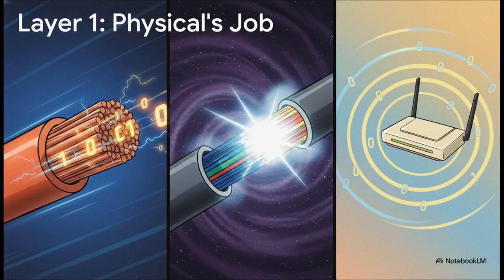But how do you send a 1 or 0? Well, it could be a pulse of electricity down a copper Ethernet cable. It could be a flash of light in a fiber optic cable. Or it could be a radio wave for Wi-Fi. Suddenly, our message isn't just data anymore. It's a physical signal, literally racing through a wire or flying through the air.